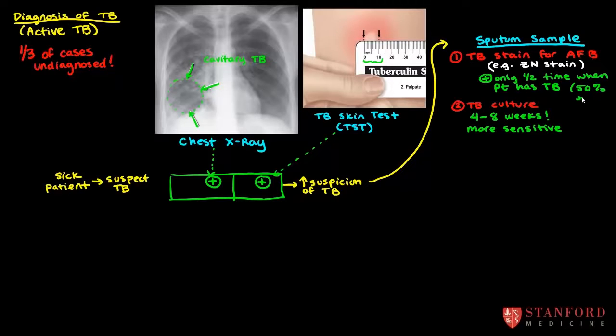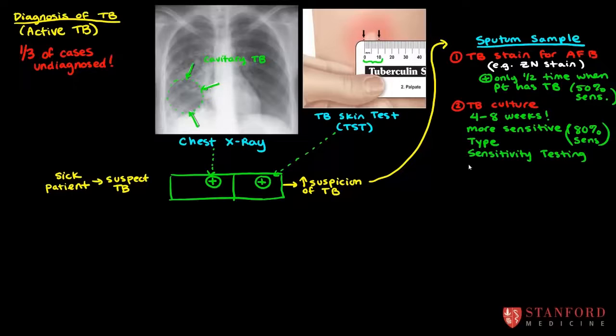And also, you need to grow the TB to confirm its identity and also test whether it's killed by a variety of different antibiotics directed against the TB. And that's called sensitivity testing, meaning determining whether the particular TB isolate is sensitive, is killed by different kinds of antibiotics.